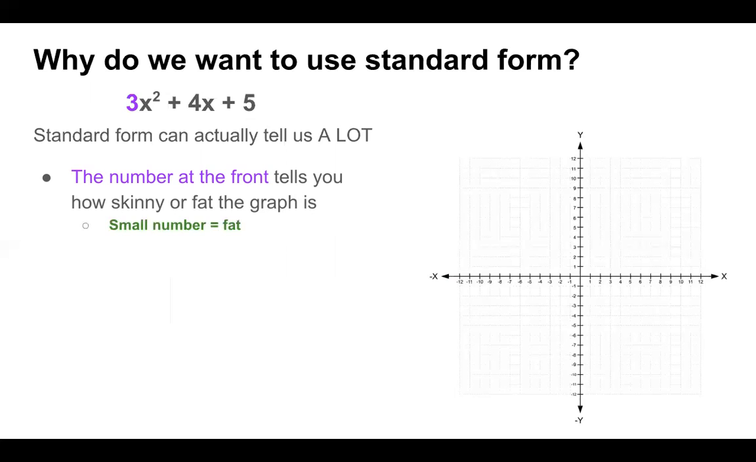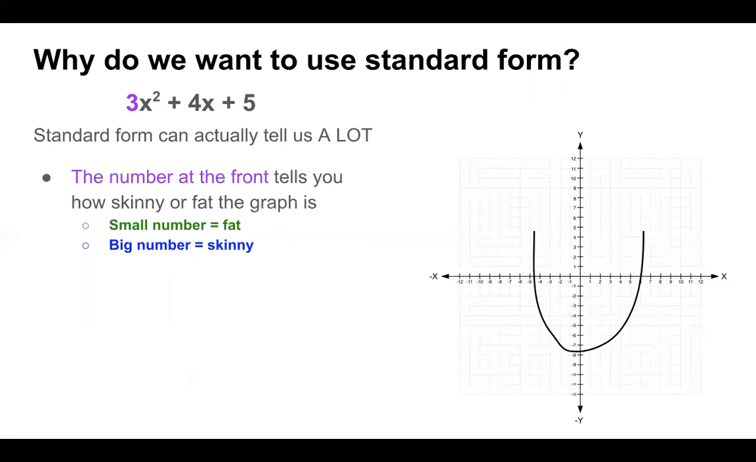What I mean by that is if that number is really small, you're going to have a fat or wider graph. If that number is really big, it's going to be a really narrow or skinny graph. If you look at the graph to the right, we have that black parabola. Sorry, I had to draw it myself, so it looks like garbage, but deal with it. So I have that regular graph.